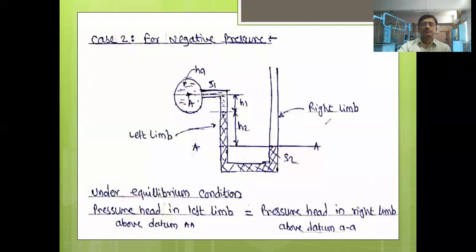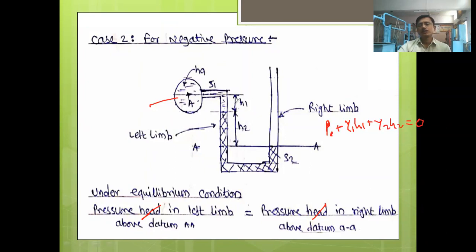Another, second method is, what is the second method? Equating the pressure intensities instead of pressure head. Pressure in the left limb is equal to the pressure in the right limb. What are the pressures in the left limb? The pressure in the pipe, that is PA, plus gamma 1 H1 plus gamma 2 H2 is equal to 0.